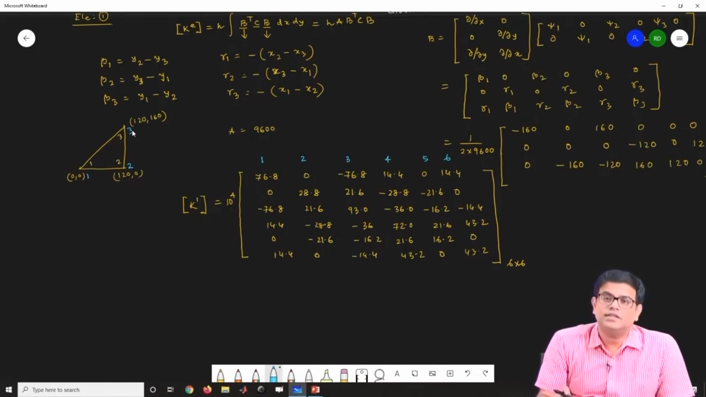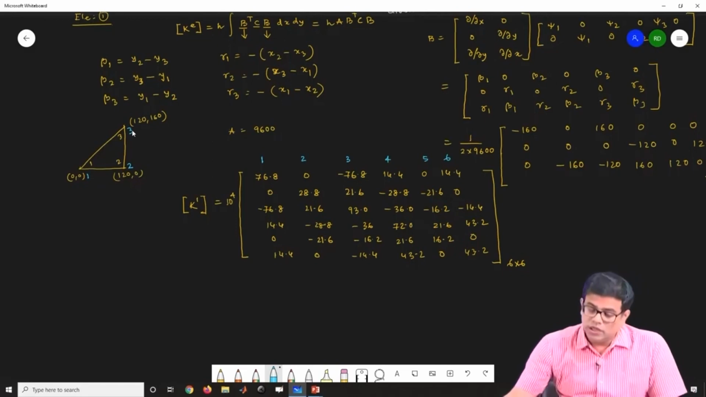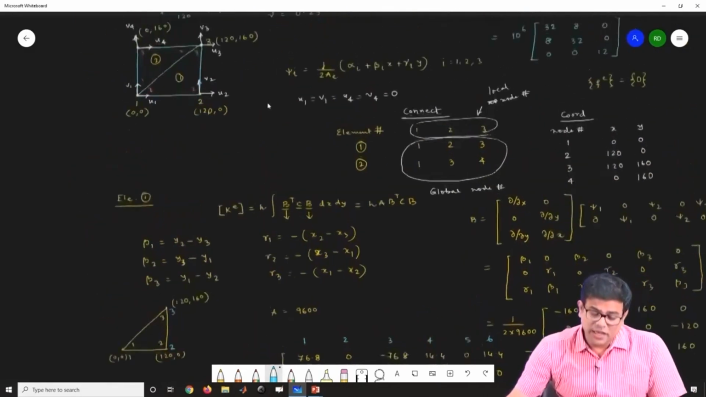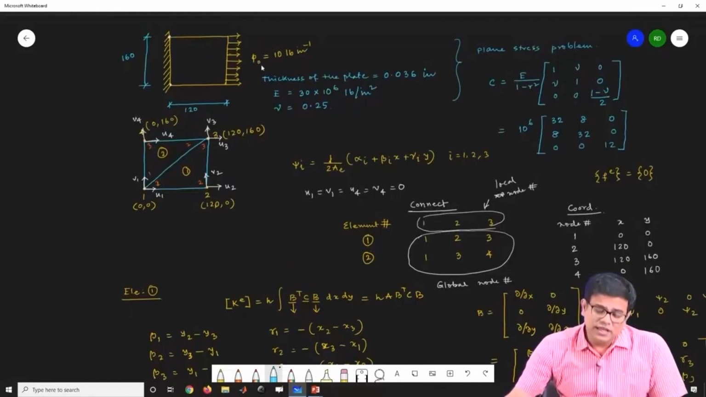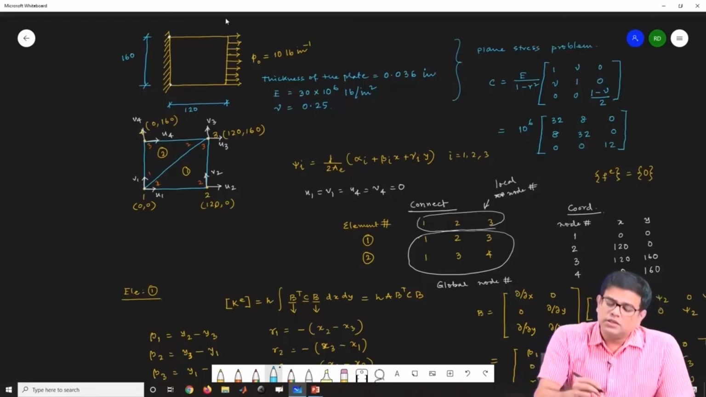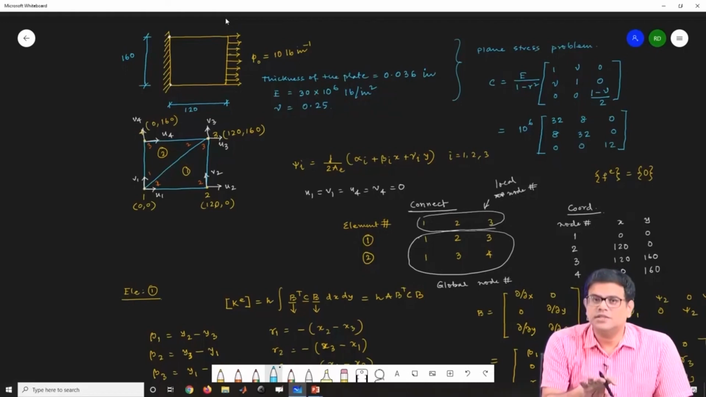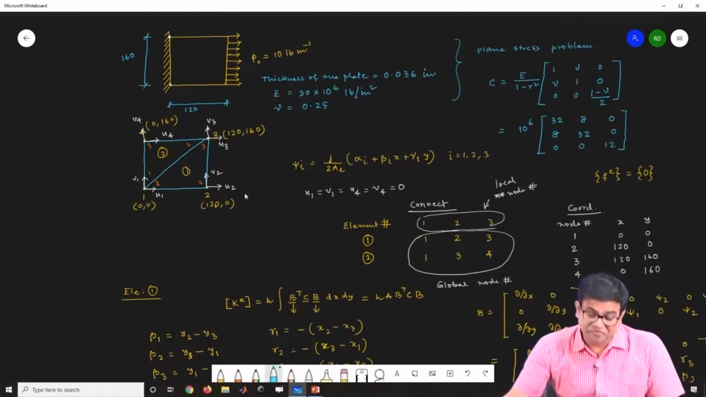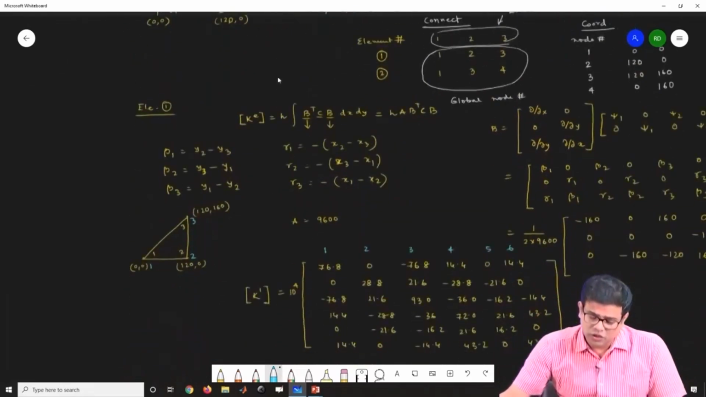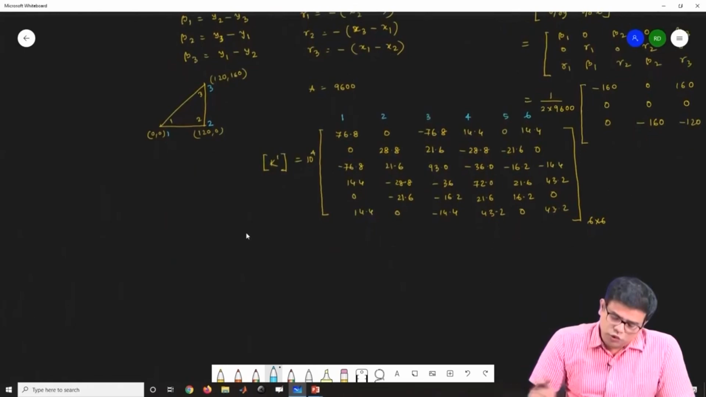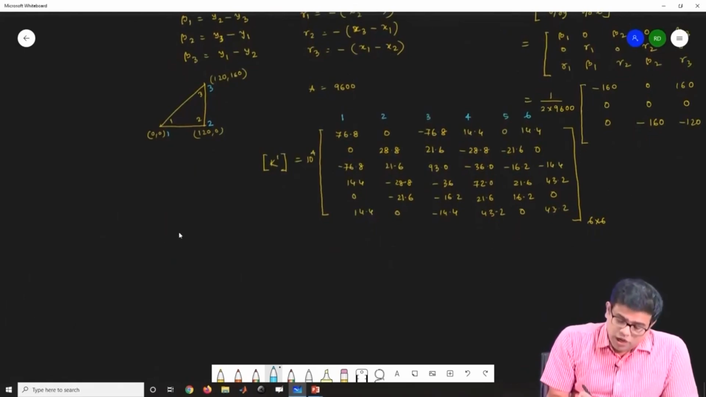Now once I have this, the next thing is I have to calculate the traction. So what is the expression for traction? Because if you see, the force is given as 10 pound per inch along this line. So it is multiplied by thickness essentially, because thickness is separately given, 0.036. So it is already multiplied by thickness, so we don't need to multiply by thickness again.